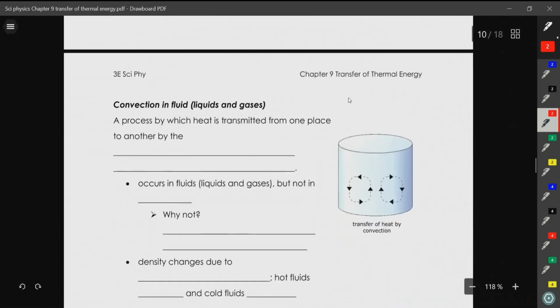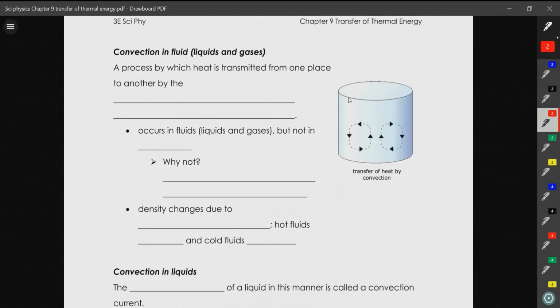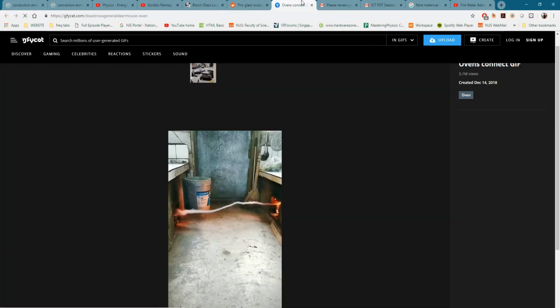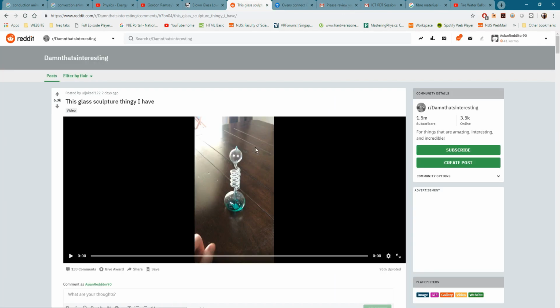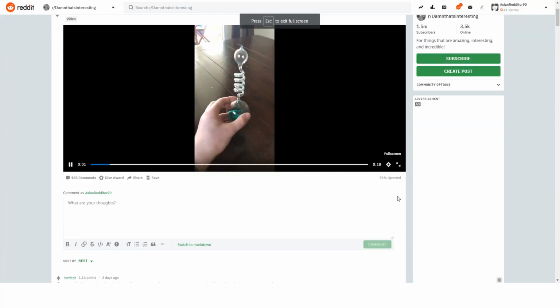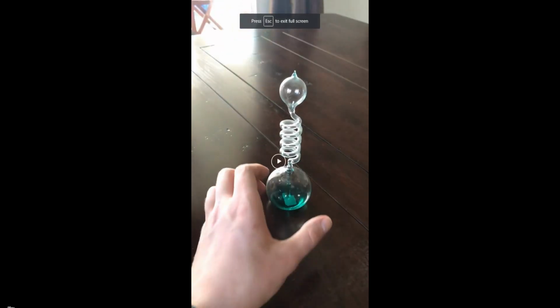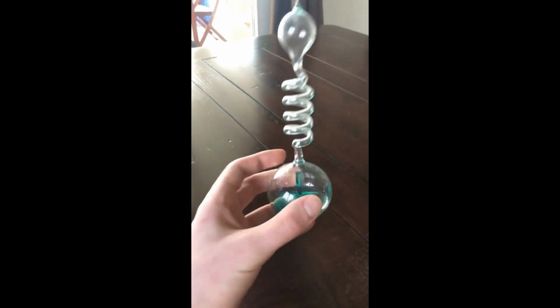So with that, let's look at convection. Now, convection is about density, and let me show you something that I found online. This thing is quite cool, right? What happens over here is not really convection, but it's showing you that hot liquid, hot fluid, has lesser density.